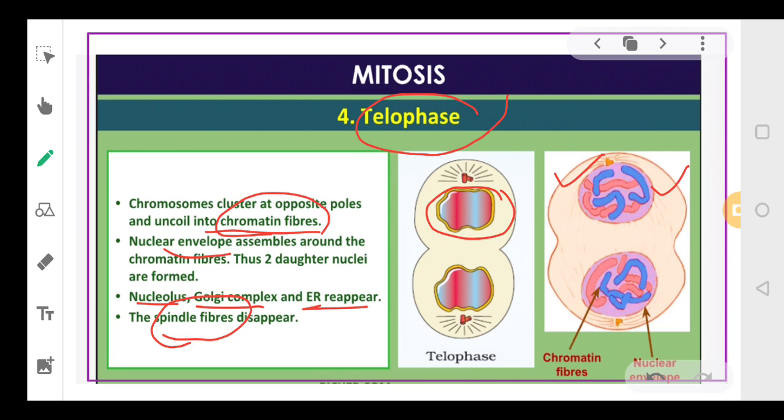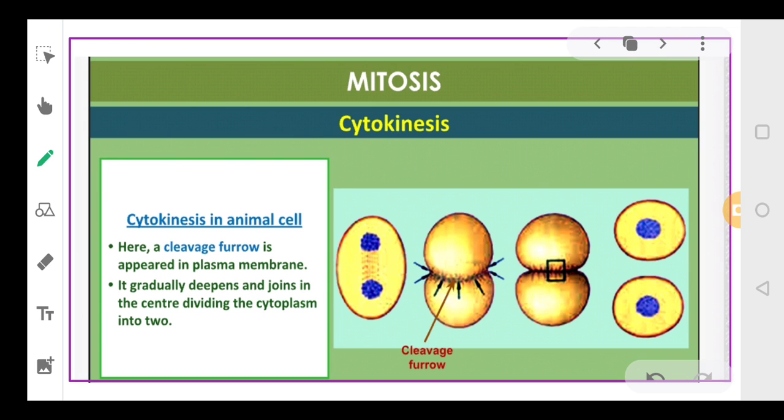So chromosomes, once they reach the opposite poles, will uncoil and appear in the form of chromatin fibers. Then the nuclear envelope will start forming. There is a reappearance of the nuclear envelope along with the different cell organelles, and the spindle fibers will disappear. So with this last phase, telophase, the first step of the M phase will finish, that is karyokinesis. Now we will have the second step, which is called cytokinesis, meaning the division of cytoplasm.